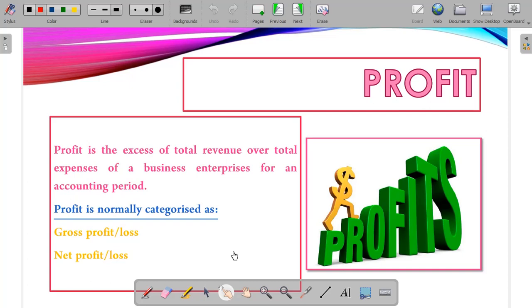The next term which we have to cover is profit. Profit is the excess of total revenue over total expenses, right? In the business enterprise for an accounting period. Profit has been classified into two categories: gross profit or gross loss, and net profit or net loss. Basically, gross profit is the difference between sales revenue and the cost of goods sold, right? And net profit is the profit earned after subtracting all kinds of expenses, whether operating expenses or non-operating expenses, right?